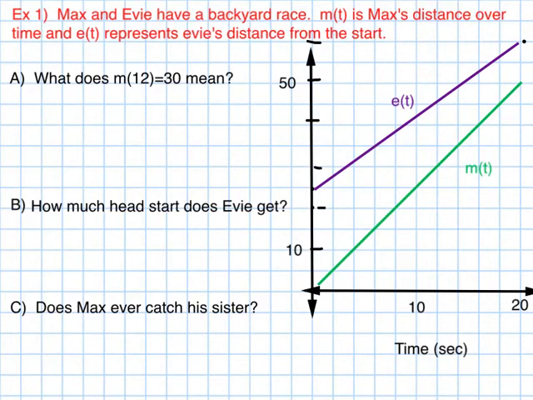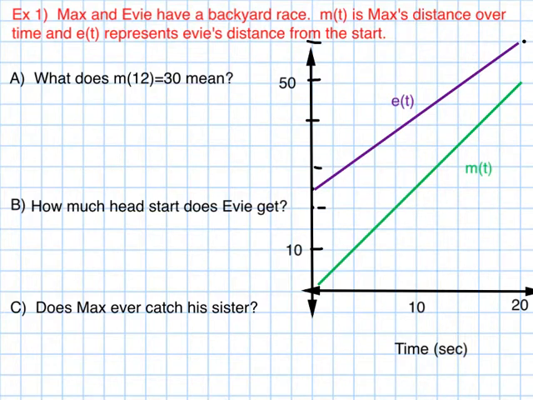Today we're going to explore rate of change, and you have seen this before in 8th grade. So here we go. Example number 1 says that Max and Evie are in the backyard. They're going to have a race. M of t is Max's distance over time, and E of t represents Evie's distance over time from the start. Okay, so we're going to take a look at what's going on here.